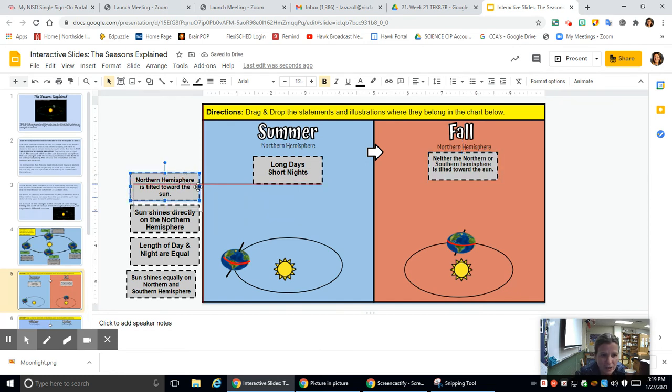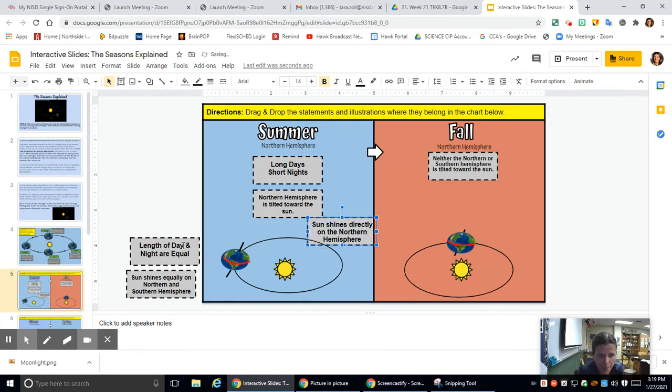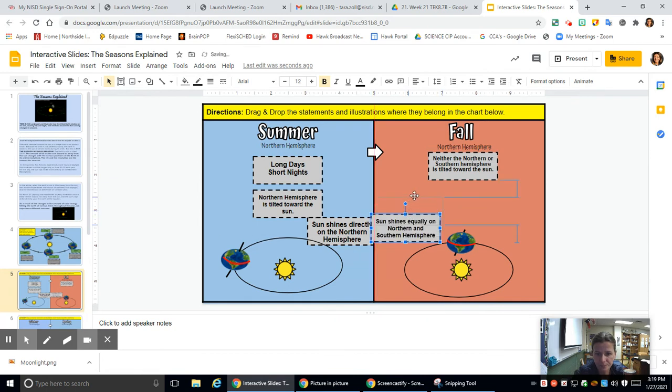Northern hemisphere is tilted towards the sun, that's summer, where we get the direct rays. The sun shines directly on the northern hemisphere, that's summer. The length of the day and night are equal, fall. Sun shines equally on northern and southern hemisphere, fall.